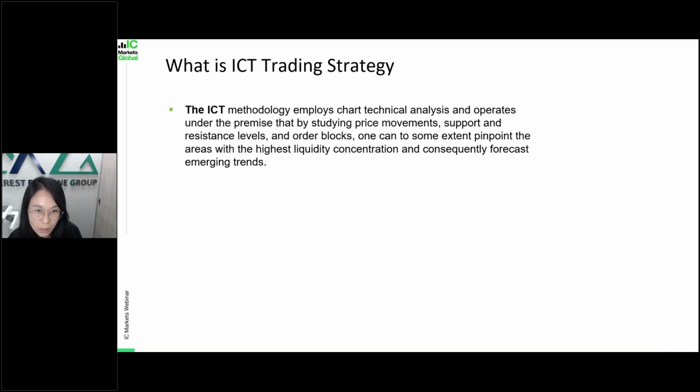This is a methodology that employs chart technical analysis and operates under the premise that by studying price movement, support and resistance levels, and also order blocks, one can to some extent pinpoint the areas with a high liquidity concentration and consequently forecast emerging trends. So this is actually used for forecasting trends.